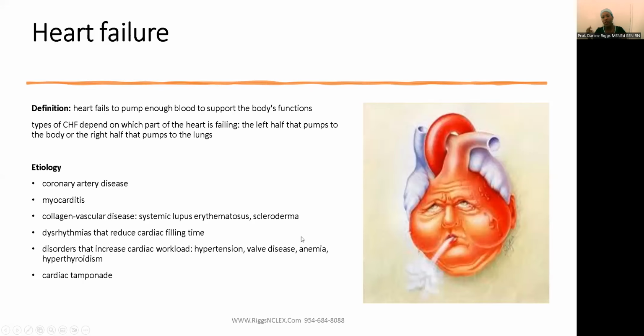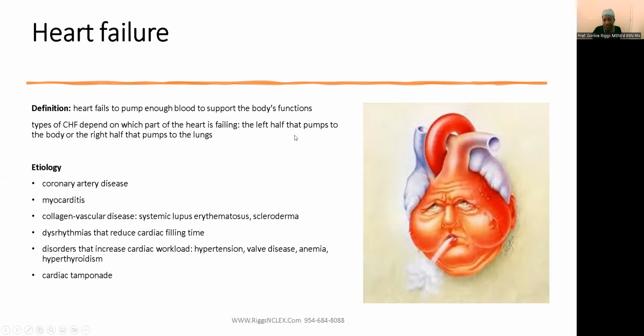Okay. So now, whether it's right or left-sided heart failure, the client is at risk of going into full-blown heart failure. Literally, the heart fails to pump enough blood to support not just itself, but the body. There's different types of congestive heart failure. It depends on which part of the heart is failing, but right could lead to left, left could lead to right.